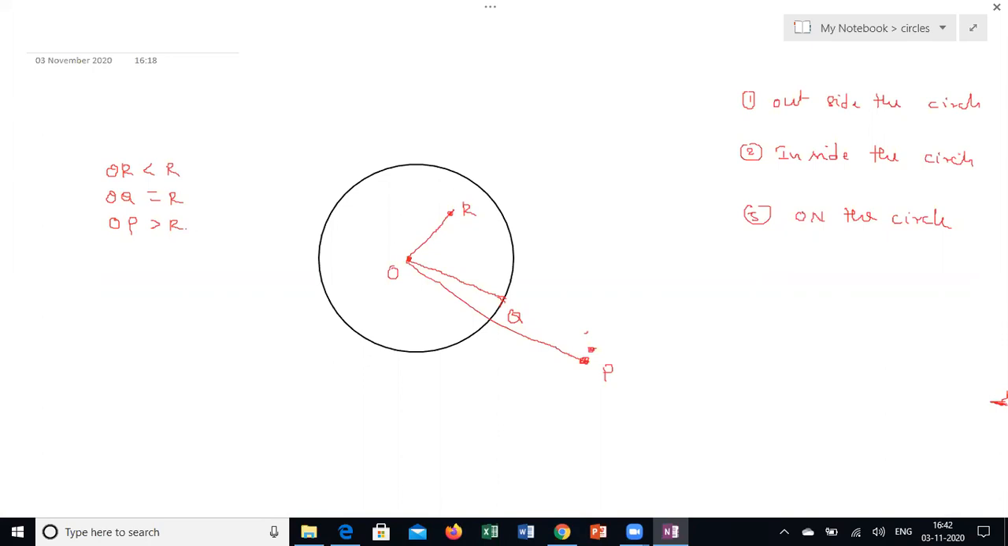Other than these three possible conditions, is there any point that can exist in the plane? What location can I take on this screen? Other than these three locations, nothing is possible. So any point you take in a plane containing a circle must be outside the circle, inside the circle, or on the circle. Is there any other possibility? No, sir. I'm going to the next step.